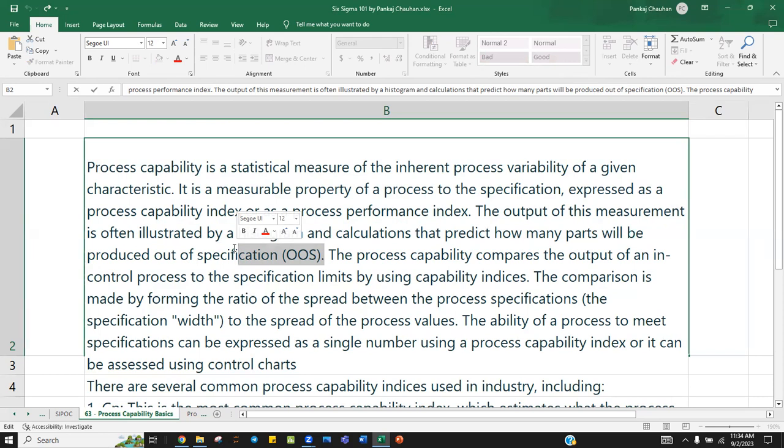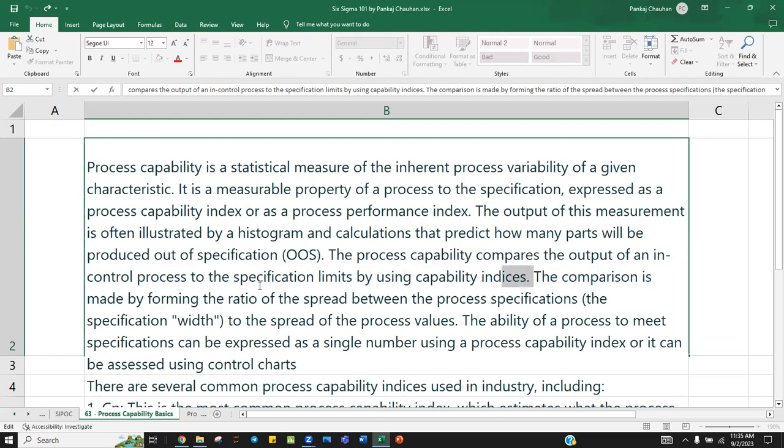So we are trying to calculate the capability of my process, that is, how much data will be produced within the given specification. Process capability compares the output of an in-control process to the specification limit by using the capability indices. Those are CP, CPK, and CPM, or PP, PPK, and PPM. I will tell you about that.